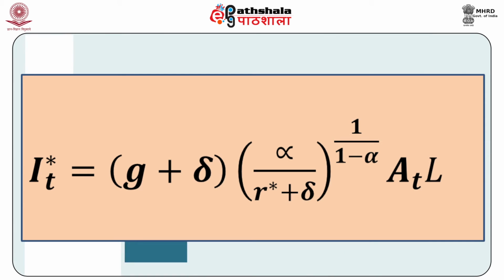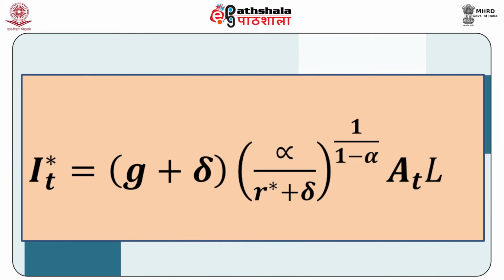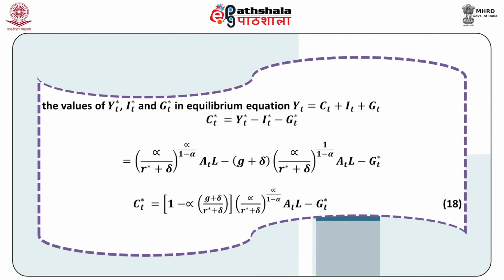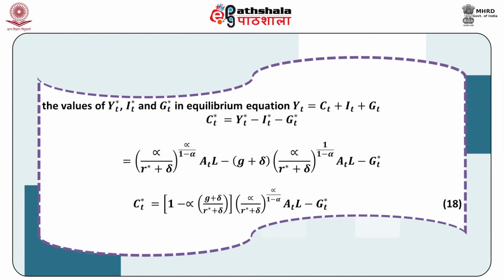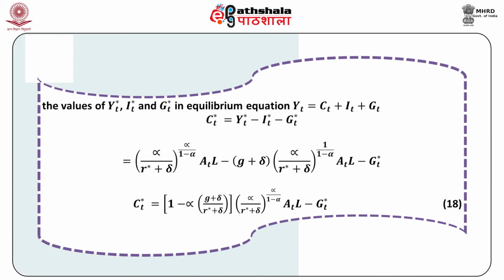Here, 1 plus r star indicates the gross real rate of return. The level of investment in the balanced growth path can be expressed as it star is equal to (g plus delta) to be multiplied with (alpha divided by (r star plus delta)) to the power 1 upon 1 minus alpha multiplied with at lt. For getting the value of consumption on the balanced growth path, we can put the values of yt star, it star and gt star in the equilibrium equation.